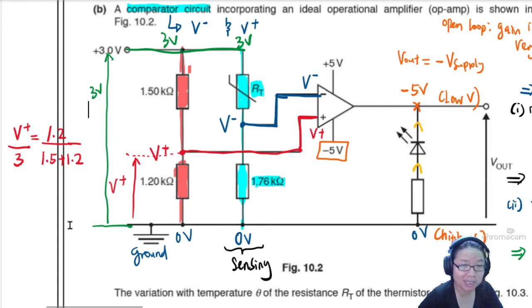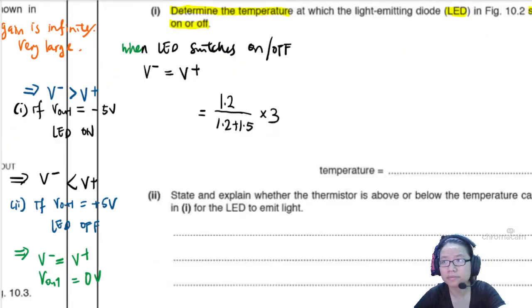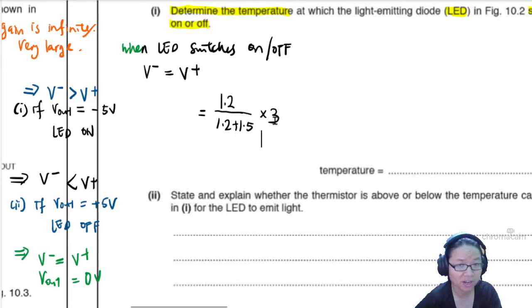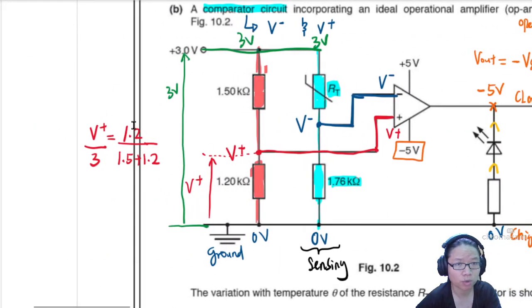So I'm going to copy this over to the equation side. Remember this: V plus over 3, which is the ratio of the potential difference, is equal to the ratio of the resistance, 1.2 over the whole thing, 1.2 plus 1.5. I'll copy it over. V plus is 1.2 over 1.2 plus 1.5, times 3. The kilo ohm will be cancelled out. That's why I didn't include it. The units cancel out.